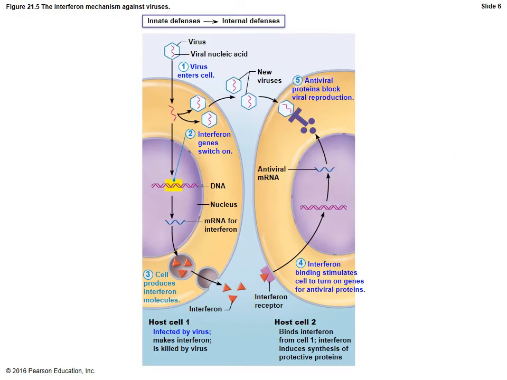So here's an example of our interferons at work. So we have two cells. This cell right here on the left-hand side is going to be our infected cell, and this one is going to be our quote-unquote healthy cell. So host cell 1 is infected, and host cell 2 has not been infected yet. So what we see happening is, let's take a look at the top of the illustration. We have our virus that's going to go ahead and enter into host cell number 1.